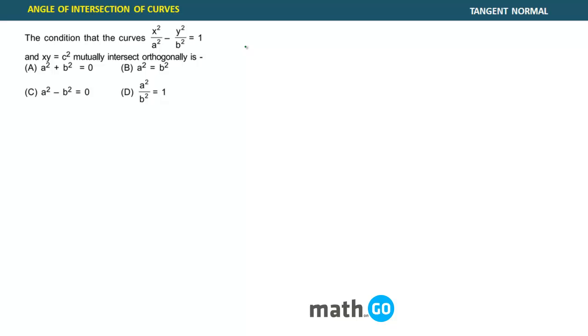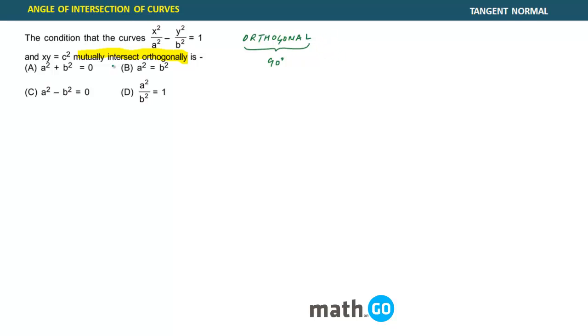Now let's take another problem on angle of intersection of curves, and this is now for orthogonal curves. You are given that you need to find the condition when these two curves mutually intersect orthogonally. Do you remember we studied this concept of orthogonality in circles? Orthogonal circles we did. So what do you mean by orthogonal? Orthogonal is nothing but 90 degrees.